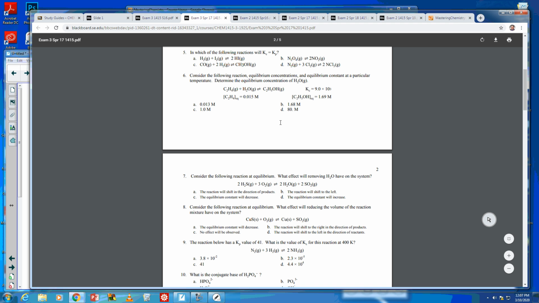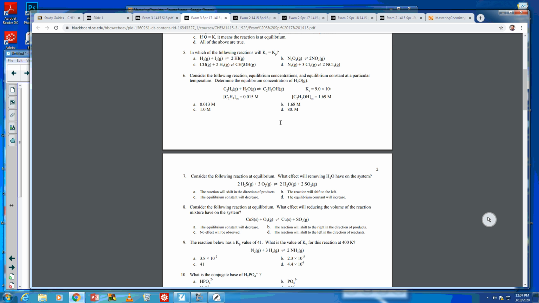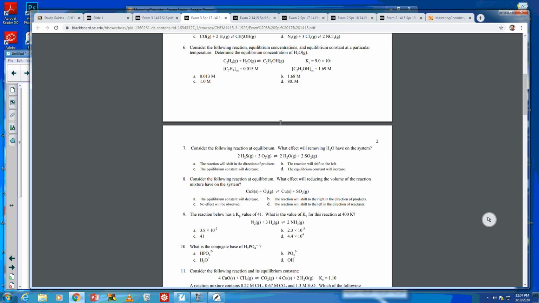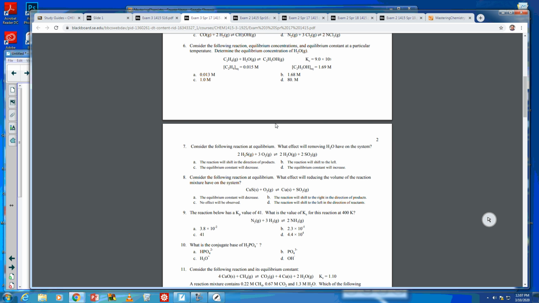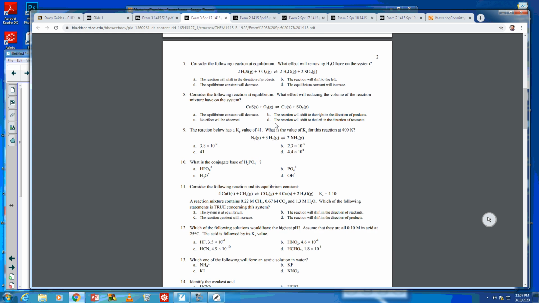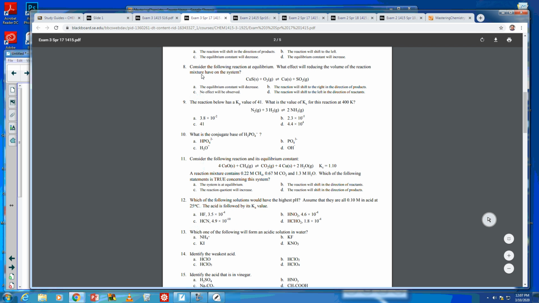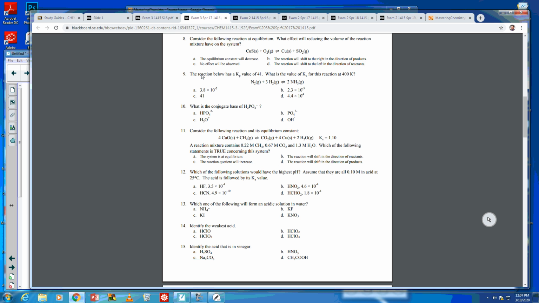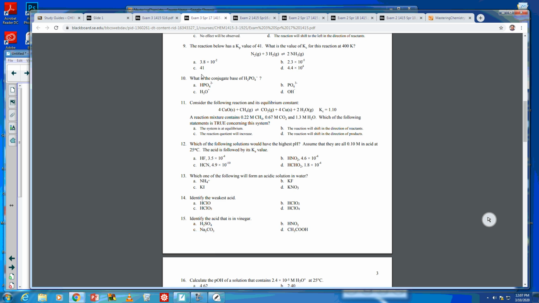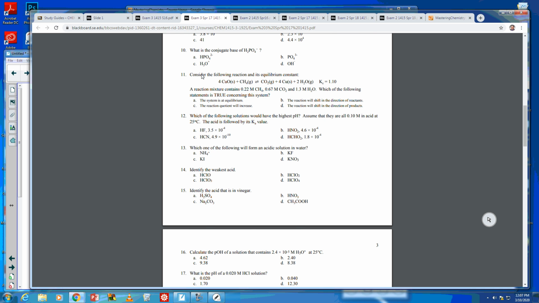Let's find a problem like that. Let's see, reaction. There's a Le Chatelier's principle problem, but let's do the Q problem first, and then we'll come back. If Q is less than K, it goes forward. That's correct.